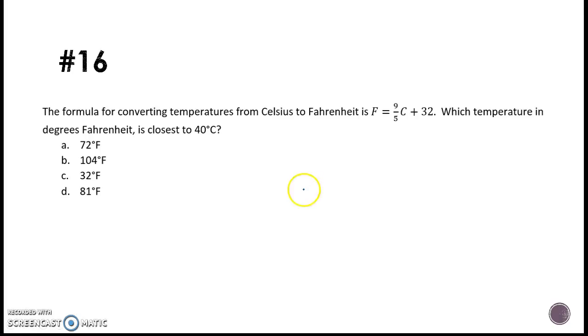All right, guys, last one. Remember, plug in your Celsius in for C. Don't forget to add 32.